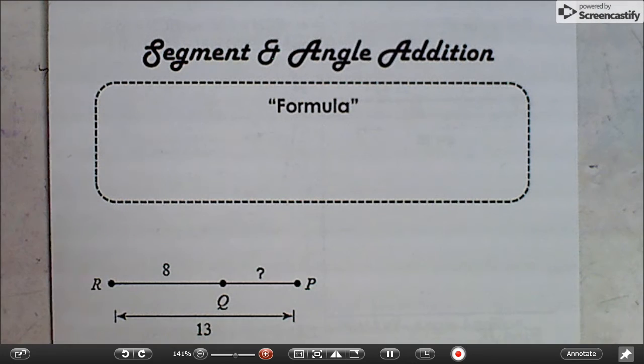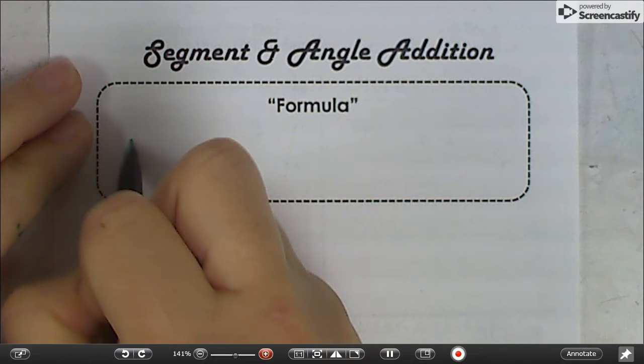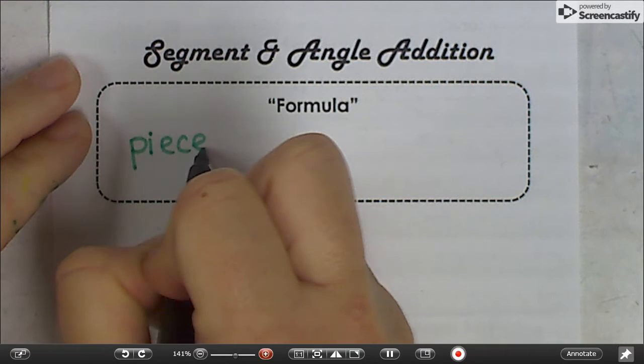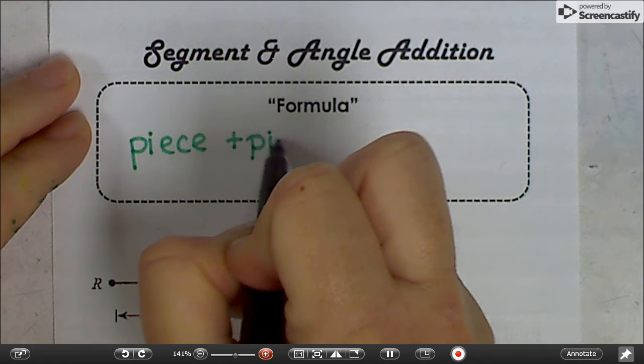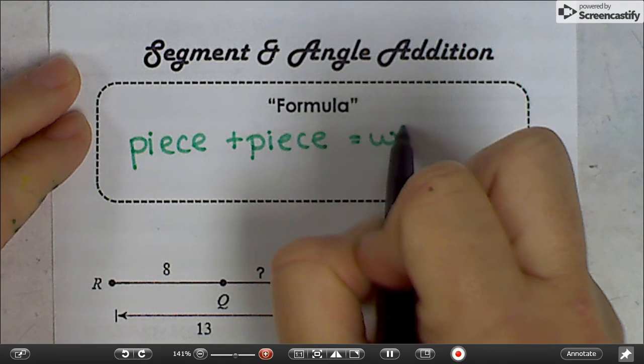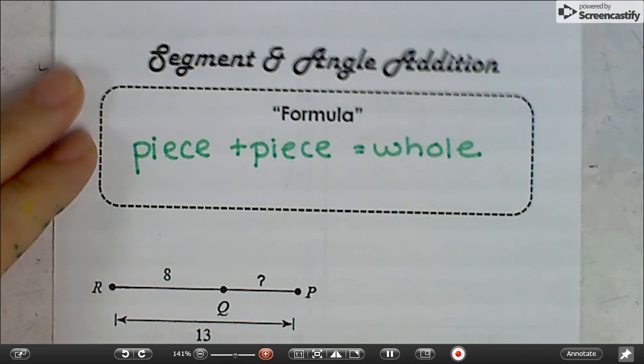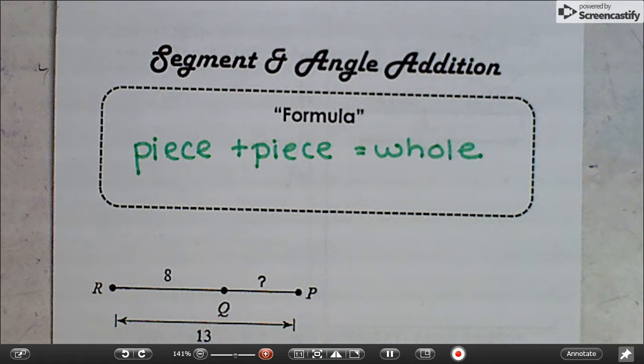All right, we're going to talk about segment and angle addition, and we are going to talk about them side by side because you do them identically. They're exactly the same thing, they just look a little bit different. The formula, and there's no real formula, but it's the way that I look at it, would be piece plus piece equals whole, which is true. If you take two pieces of something, it equals the whole thing when you put them together. So that's kind of why it works.